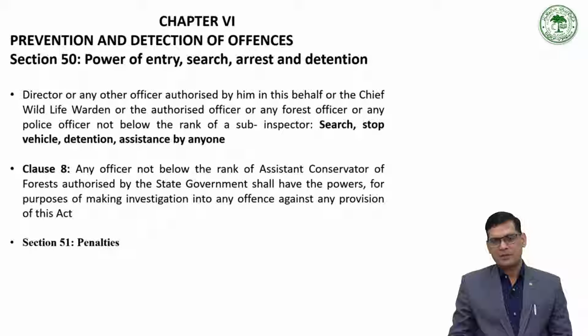If the offense committed is in relation to any animal specified in Schedule 1, or where the offense relates to hunting in a sanctuary or a national park, or altering the boundaries of a sanctuary or a national park, or where the offense relates to a specimen of species listed on Appendix 1 of Schedule 4, which is for the CITES, such offense shall be punishable with imprisonment for a term which shall not be less than 3 years, but may be extended to 7 years, and also with a fine which shall not be less than 25,000.